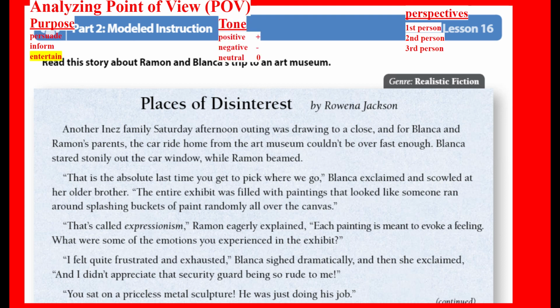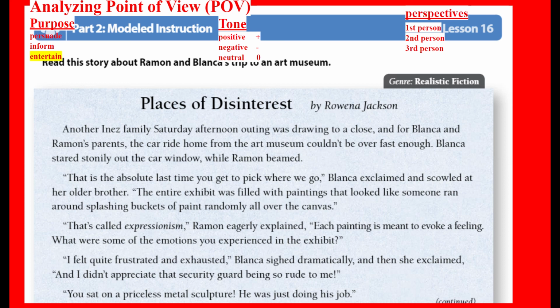All right, so whenever we are dealing with point of view, we have to make sure we pay close attention to the tone. We have 3 types of tones that we're going to look at. We have positive, negative, and neutral. I have a plus sign beside the positive tone, a negative sign beside the negative, and a 0 for the neutral.